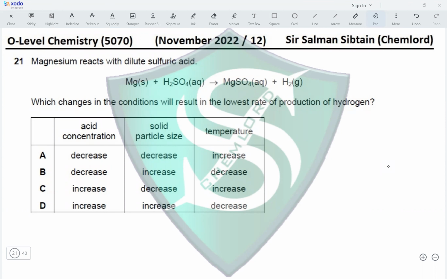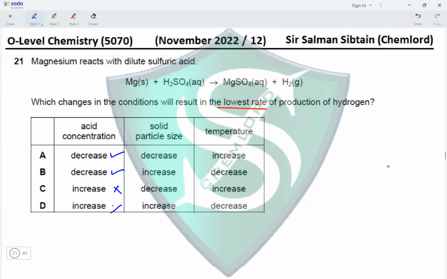Okay, lowest rate. This is the key point here. Acid concentration must be low for the reaction to have a low rate. So acid concentration should decrease. So options A and B are correct here. C and D are wrong. So we will continue with options A and B in the table.